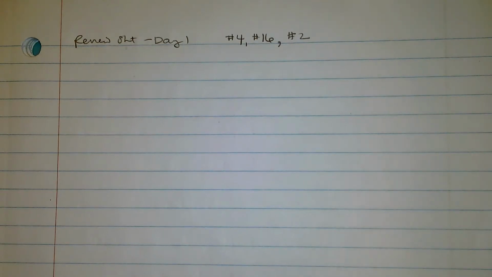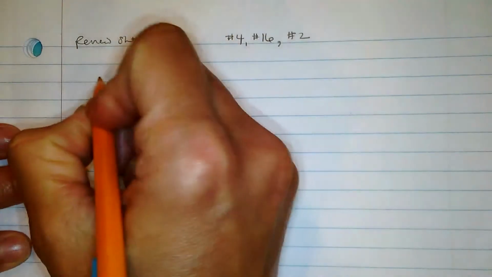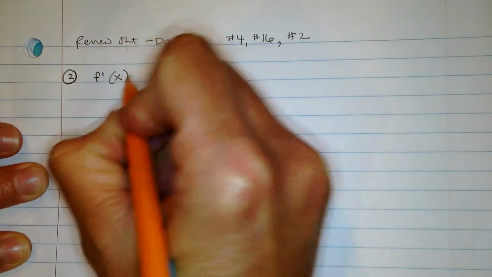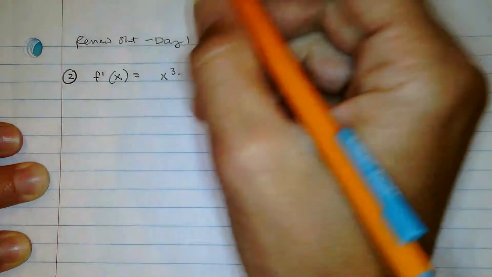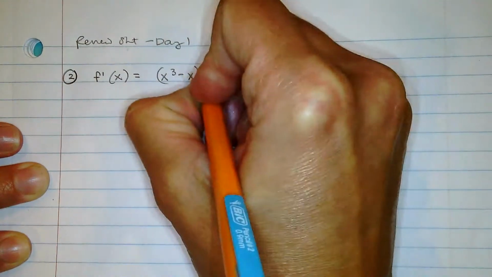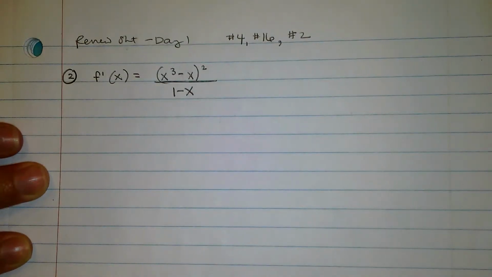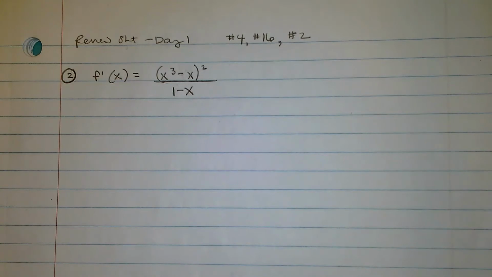But anyway, for this review sheet, number 2 came up twice, and then 4 and 16. So number 2 says that the function f is defined for all real values of x, and then they tell you that the derivative of the function is x cubed minus x squared over 1 minus x. So we're dealing with a function that's defined everywhere, and here's the rule for its derivative. For what values of x is the function f increasing?